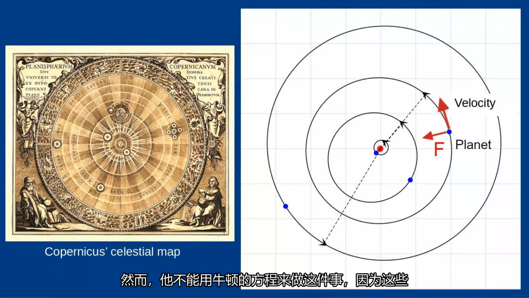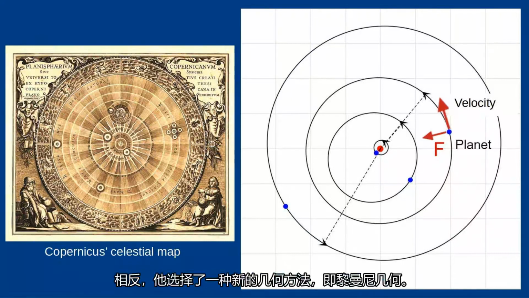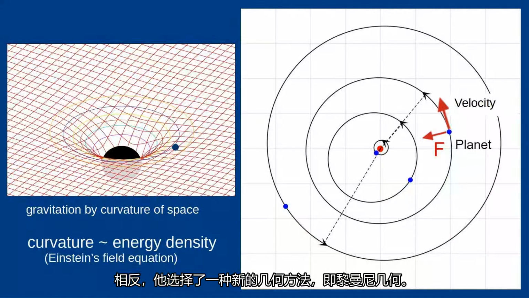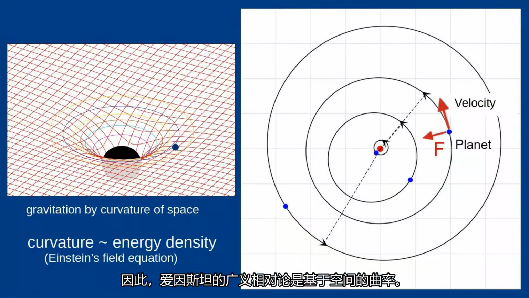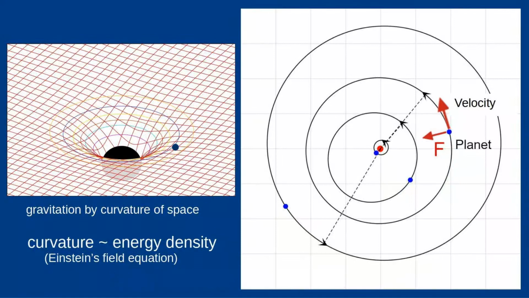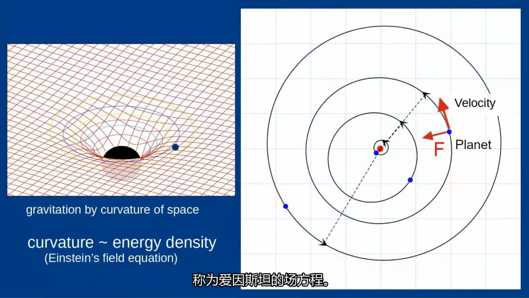However, he could not use Newton's equations for this, since these do not meet the requirement of being independent of the state of motion of the observer. Instead, he chose a new geometric approach, namely Riemannian geometry. Einstein's general theory of relativity is thus based on a curvature of space. On the basis of Riemann's geometry, Einstein defined an equation of motion, called Einstein's field equation. Its solution then results in the curvature of space. This approach was completely new in physics. One speaks of a paradigm shift from Euclidean to Riemannian geometry.